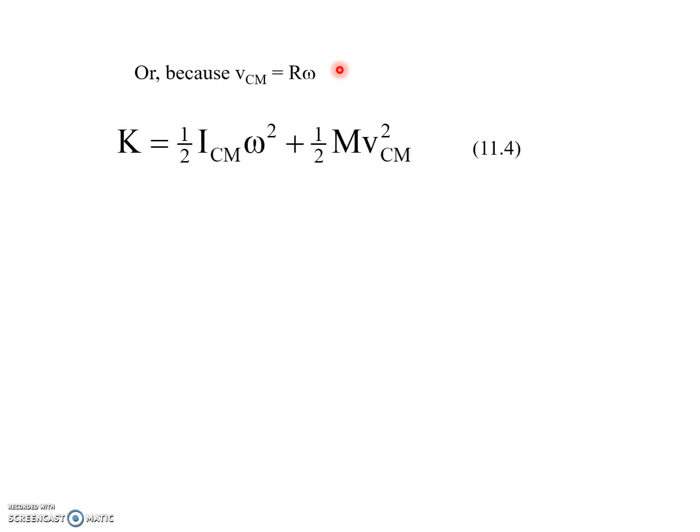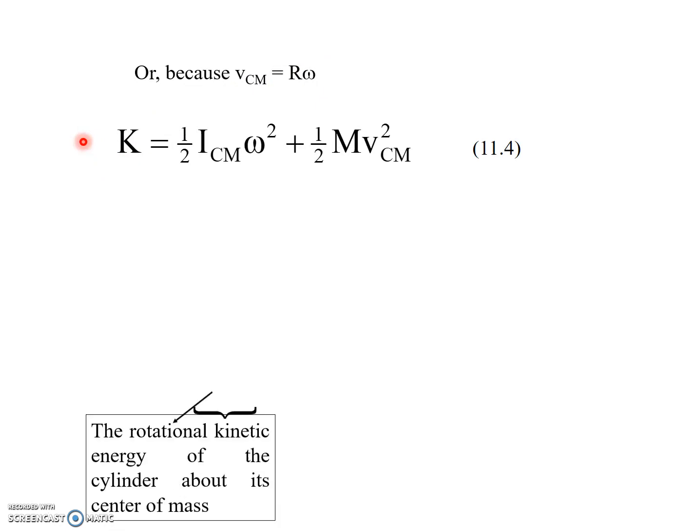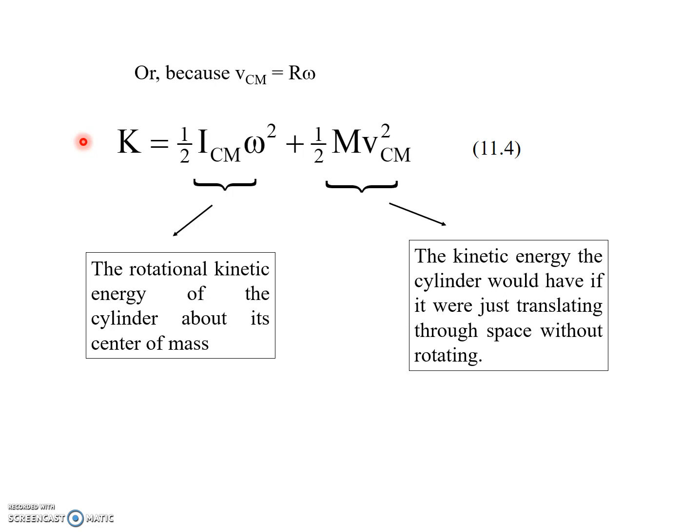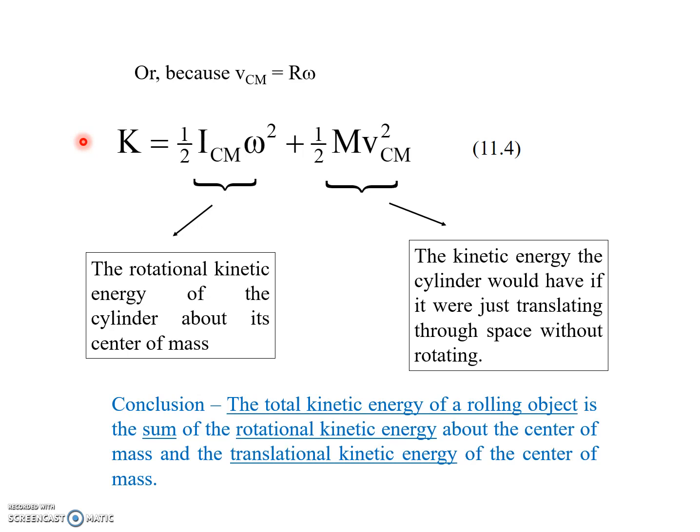So we have equation 11.4, where this equation is the combination of the rotational kinetic energy of the cylinder about its center of mass and the kinetic energy the cylinder would have if it were just translating through space without rotating. For the conclusion, we can say that the total kinetic energy of a rolling object is the sum of the rotational kinetic energy about the center of mass and the translational kinetic energy of the center of mass.